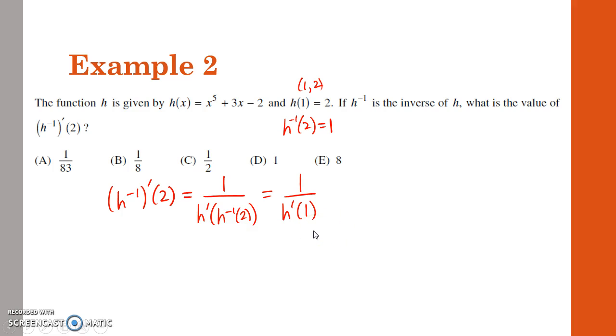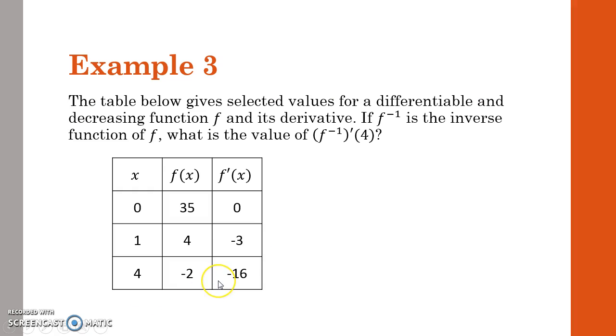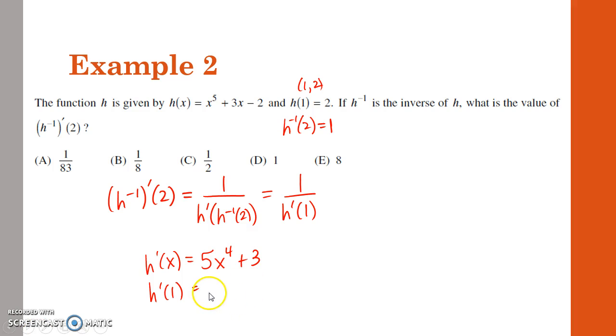Since we know h of x, we can figure out h prime of x. Just by differentiating, we get that h prime of x equals 5x to the 4th plus 3. Specifically, we want to know h prime of 1, which is just 5 plus 3, which is 8. So ultimately, we get 1 over 8, 1/8. So B is our answer.